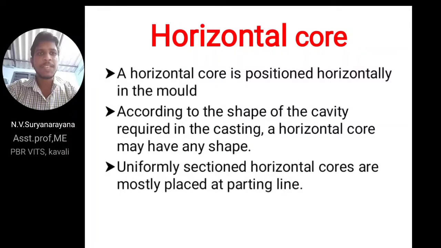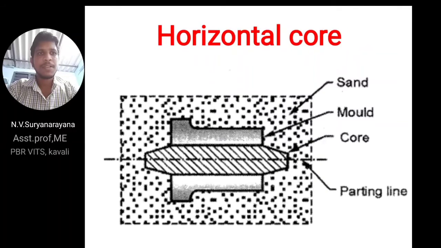According to the shape of the cavity required in the casting, a horizontal core may have any shape. Because it is placed horizontally, it can be changed according to the shape, into any shape. That is about horizontal core. The parting line divides the cope and drag boxes.